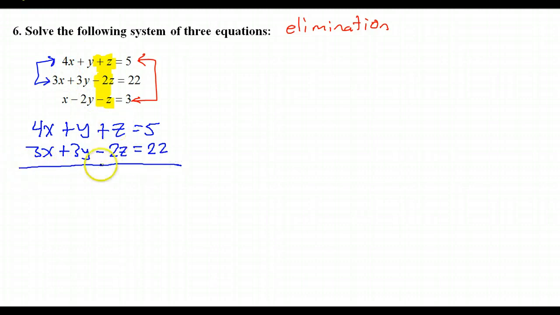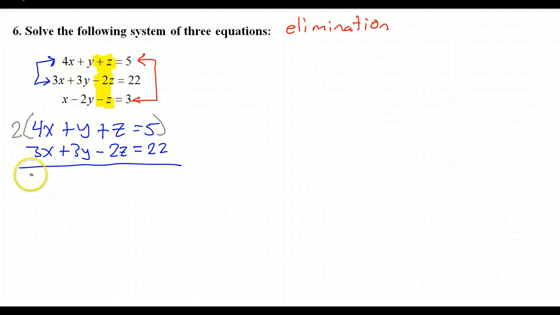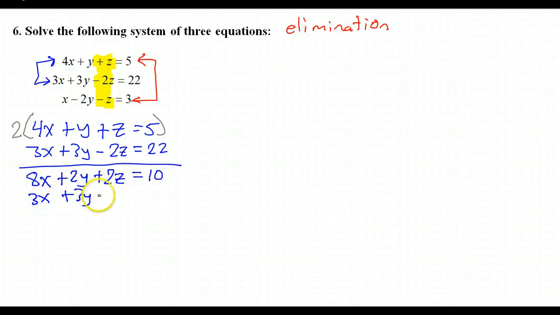Now, I'm going to use elimination, and I already decided to go after the z's. To make these opposites, I need to multiply the top equation by 2. The top equation becomes 8x plus 2y plus 2z is equal to 10. The bottom equation stays the same: 3x plus 3y minus 2z is equal to 22. Now, just like we wanted, the z's are opposites, so they cancel out.